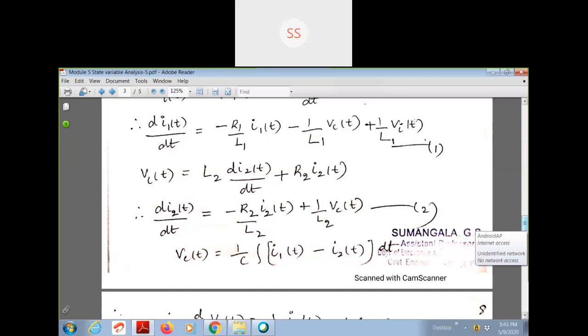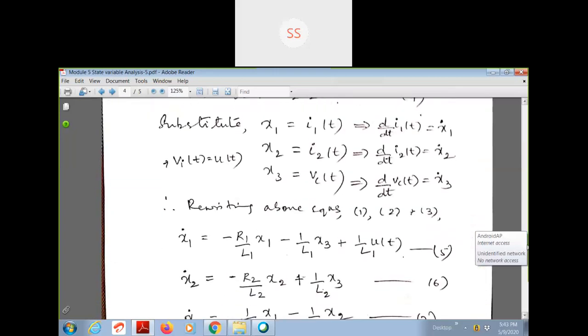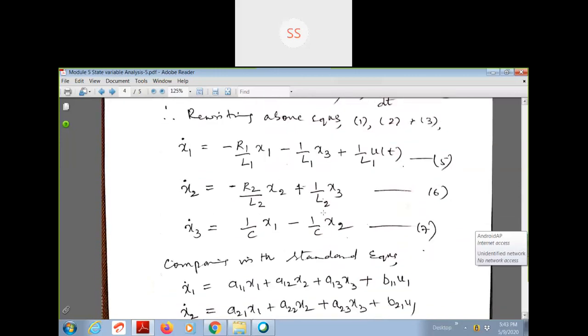So all inputs, whether it may be to a mechanical system or to an electrical system, are replaced by u of t. Now we are substituting those state equations and rewriting. So x1 dot equal to minus R1 by L1 x1 minus 1 by L1 x3 plus 1 by L1 u of t.